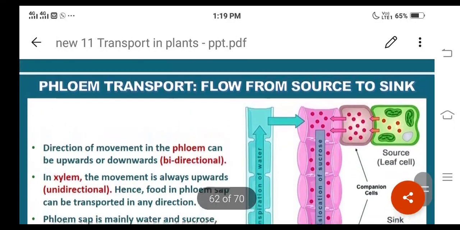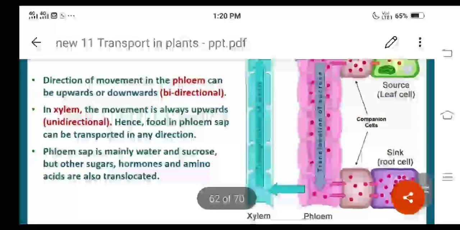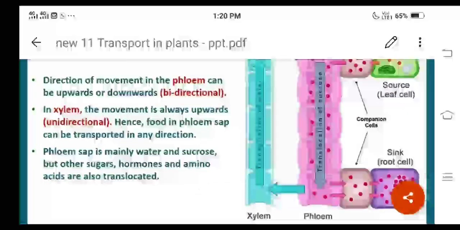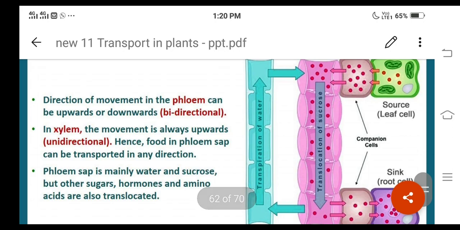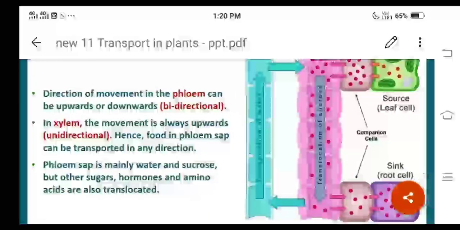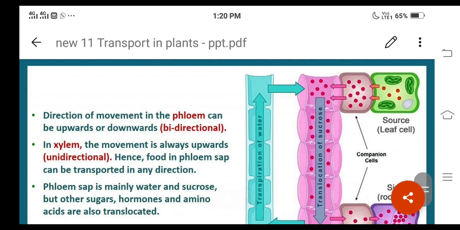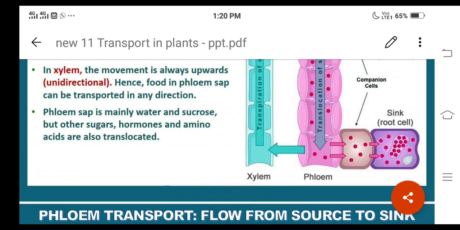Now in the given diagram you can understand what is there. The transpiration of water occurs through xylem, and on one side phloem will be there. In phloem, translocation of sucrose occurs through the sieve tube. Next to this sieve tube, as you have already studied the structure of phloem or vertical section of phloem, what will be there? Companion cells will be there. And next to the companion cell, what will be there? The parenchyma cells will be there. Here this is the source. The leaf cell is considered as the source, and the root cell is considered as the sink, right?